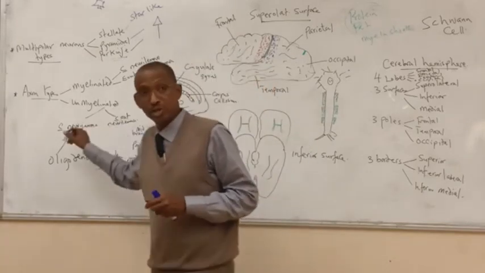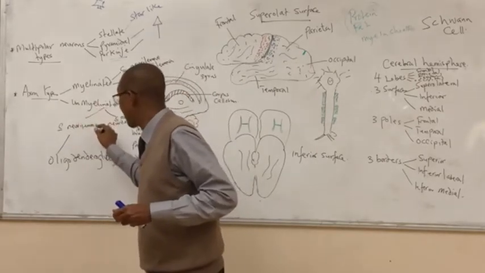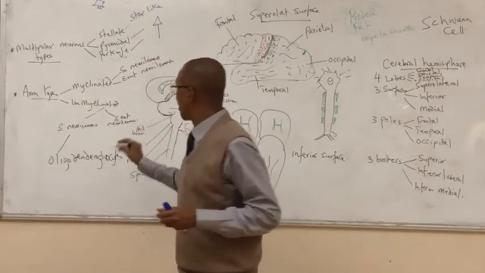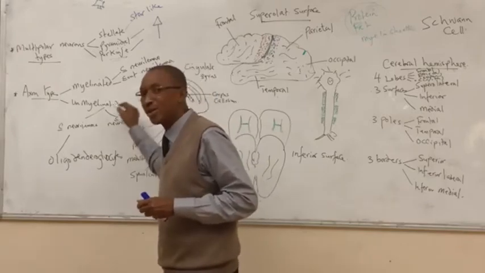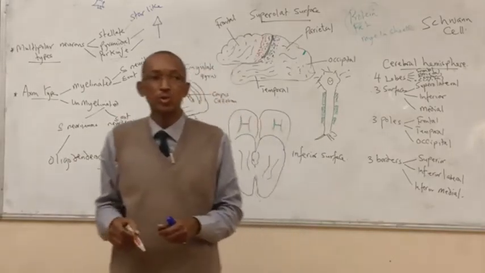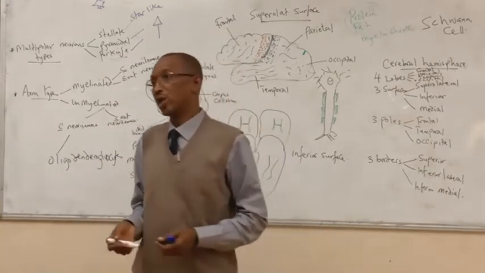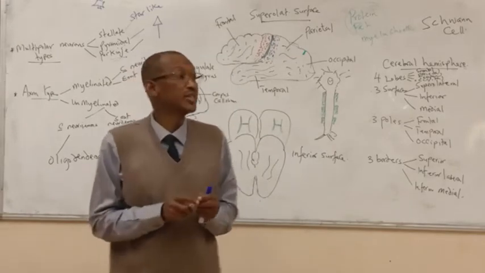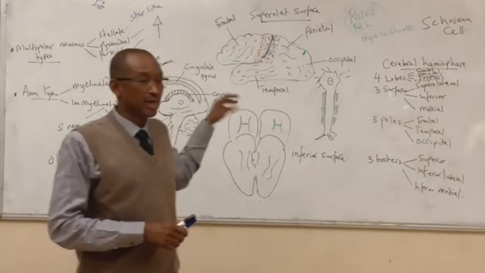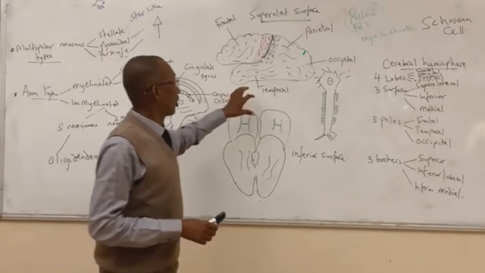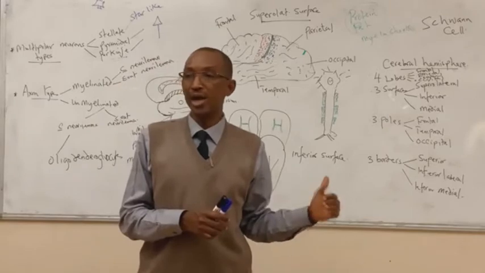So if they are in the white matter surrounded by oligodendroglioside, they are unmyelinated with neurilemma. But if they are within the cortex, either cerebellar or cerebral cortex, they are unmyelinated, and because they are not surrounded by the oligodendroglioside, they are not myelinated and they are without neurilemma. Are you clear? Good. So we have now seen this is just like a leftover of what I didn't discuss in the last lecture. So now I have finished with the basic introduction to the neuroanatomy.